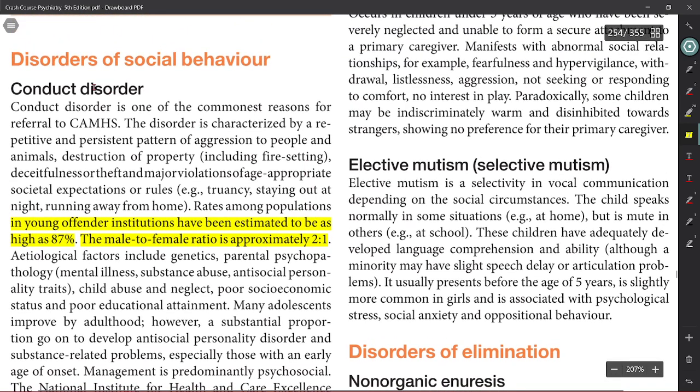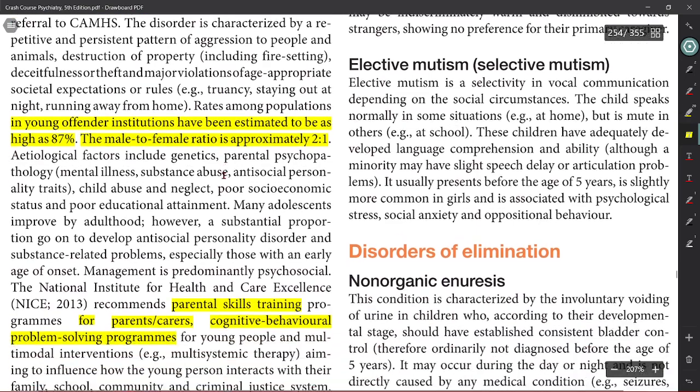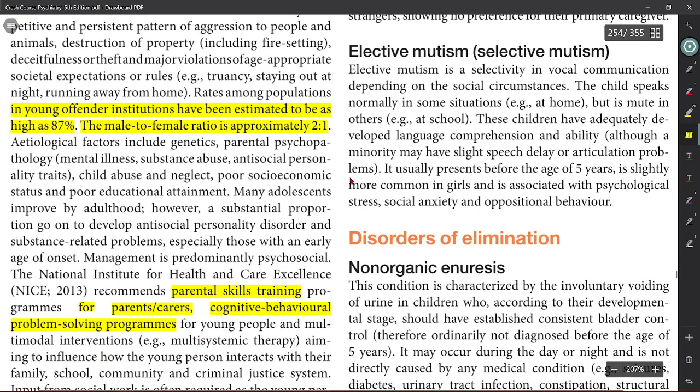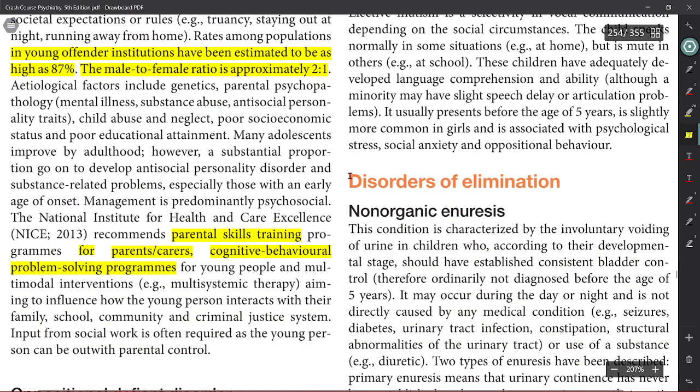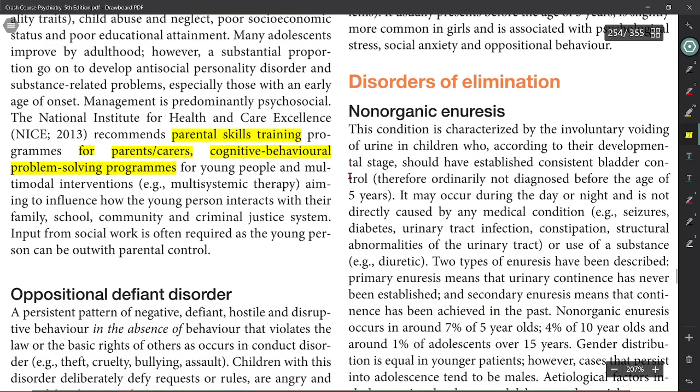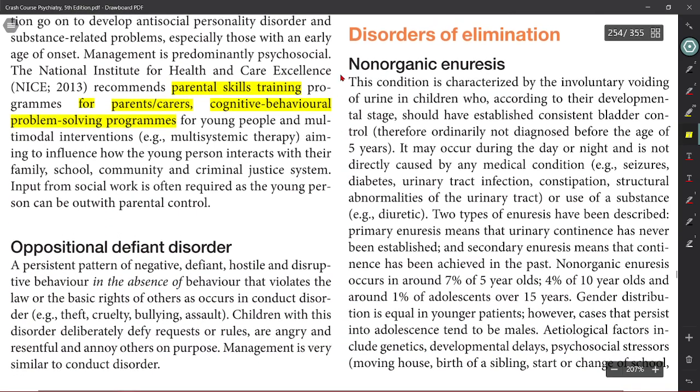We are done talking about disorders of social behavior. Let's talk about disorders of elimination. Non-organic enuresis. This condition is characterized by the involuntary voiding of urine in children who, according to their developmental stage, should have established consistent bladder control. Therefore, it is ordinarily not diagnosed before the age of 5 years.